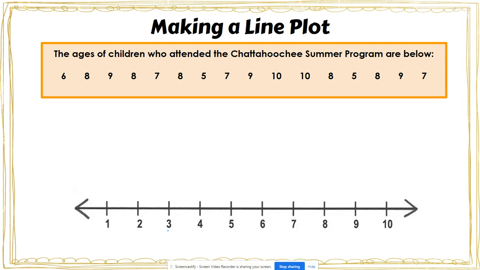Now, when I put my data on my number line, all I have to do is put a point or a dot or an X to represent each number. So my first number is 6, and I'm going to cross it off to show myself that I've already used that 6. And I'm going to go to 6, and I'm going to put a point above 6. Next, I have 8, so I'll go to 8 and put another point above 8. Then I have 9, so I'll go to 9 and put a point. Next, I have another 8, so I go to where my 8 was, and I'm going to put a point above that one. Then I have 7.